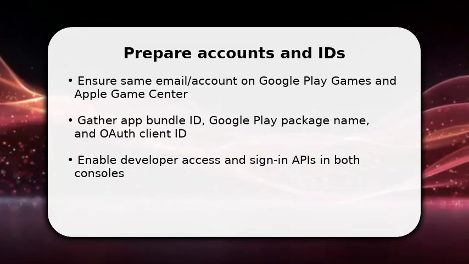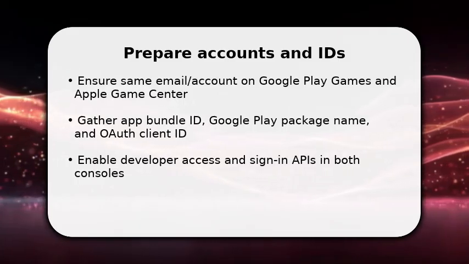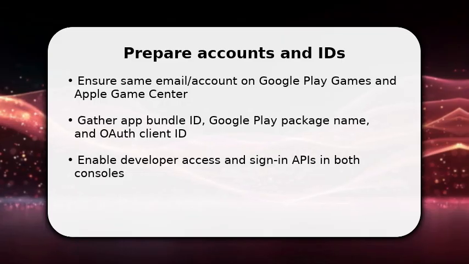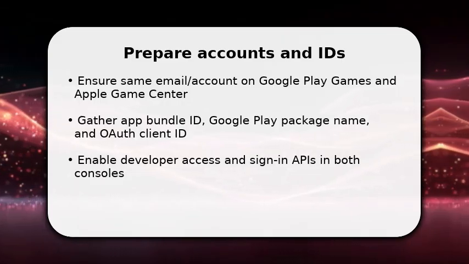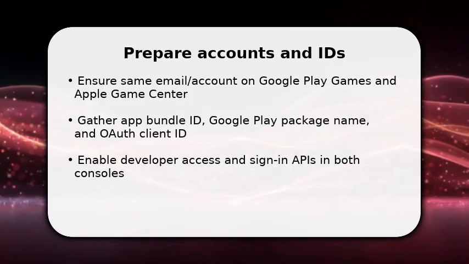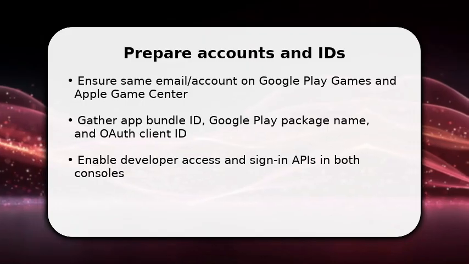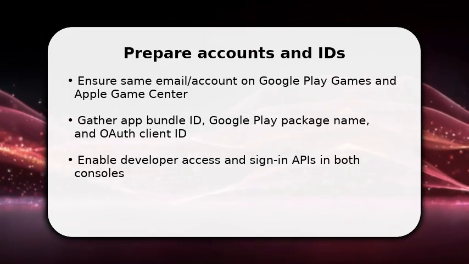You start by confirming account parity and grabbing identifiers. This avoids mismatched profiles later. Sign into your Google Play console and Apple developer account, then copy the app bundle ID and package name. Once done, enable the relevant sign-in APIs and create an OAuth client ID in Google Cloud.